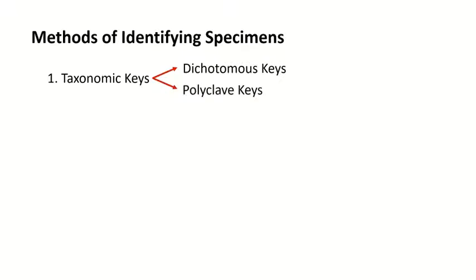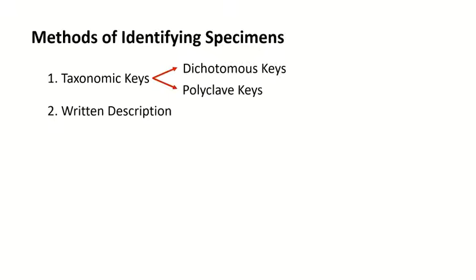The following are the different methods in identifying unknown specimens. So let's just run down through all of these. First will be the taxonomic keys, which can be of two types. So we have a dichotomous key or a polyclave key. And then you can have some written descriptions in your references, or you may use a type specimen.